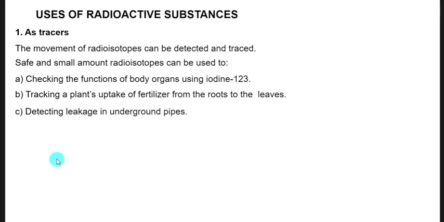Then two, detecting leakage in underground pipes. Whenever underground pipes develop leakages, we can still use radioisotope atoms to detect the leakage by just injecting a small amount of a radioisotope into the water. Then above the ground, a detector moves and scans the radiation. When radiation is detected above, it shows that it is leaking from a certain point in a pipe.